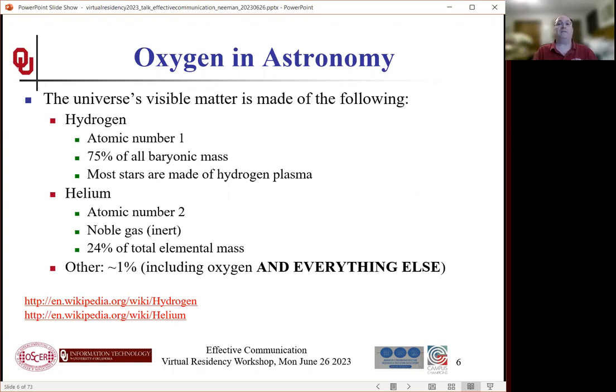I don't know what baryonic means in that statement, but I got all this off of Wikipedia, and surely they know better than me. Most stars are actually made of hydrogen that's burning, fusing, whatever the term is. I'm not a physicist, certainly not an astronomer. The number 2 ingredient to build the visible matter of the universe, again, we don't really know what dark matter is, is helium. Helium is atomic number 2. It's inert, a noble gas. It's 24% of the total elemental mass of the visible matter of the universe. I don't know what the difference between baryonic mass and elemental mass is, and I don't really care for purposes of this discussion. But everything else combined is 1%.